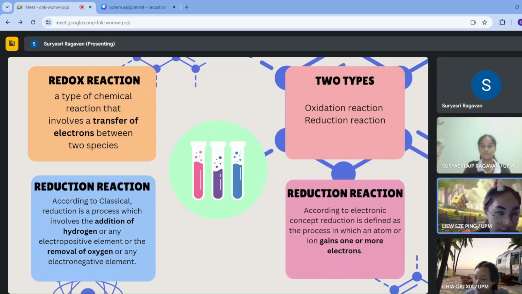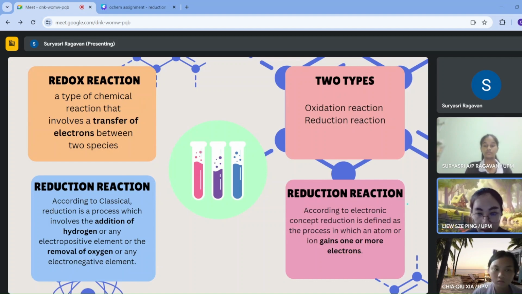Okay, so redox reaction is a type of chemical reaction that involves a transfer of electrons between two species. There are two types of reaction, which include oxidation reaction and reduction reaction. Oxidation reaction is a type of process which involves the addition of oxygen or any electronegative element, or the removal of hydrogen or any electropositive element. While reduction reaction is a process in which an atom or ion gains one or more electrons.